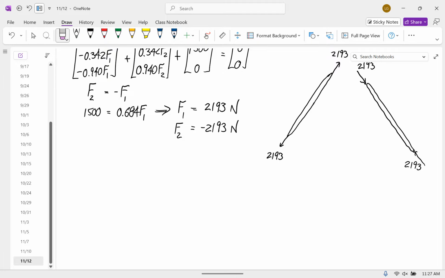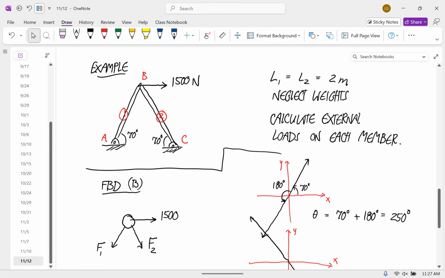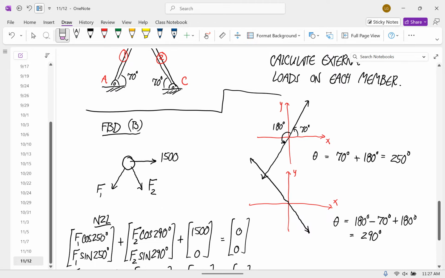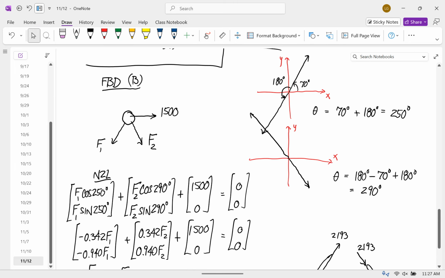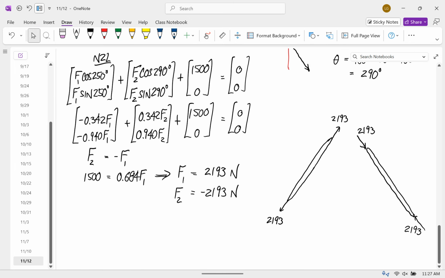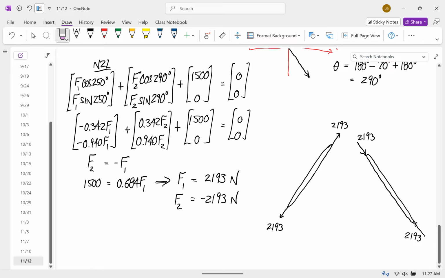How do we know which one is in tension? Because you always draw the directions of these force vectors as if it's in tension. So our assumption is always that it's tension, and it's only in compression if we get a negative answer for the variable.